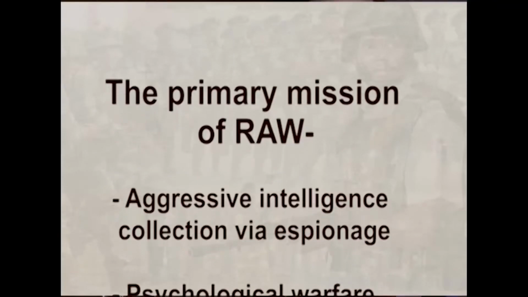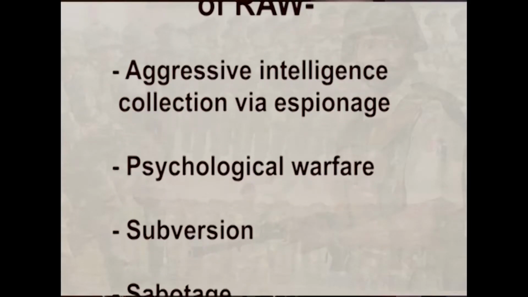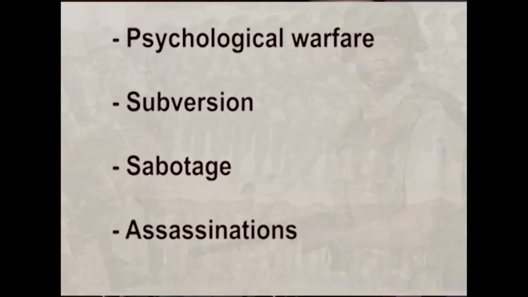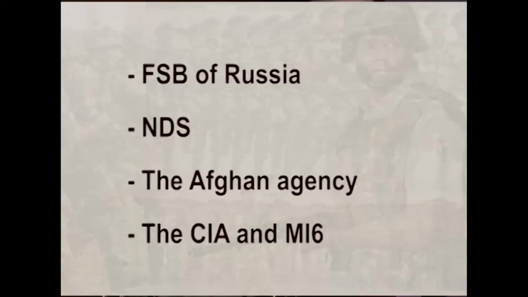Functions of RAW. The primary mission of RAW includes aggressive intelligence collection via espionage, psychological warfare, subversion, sabotage, and assassination. RAW maintains active collaboration with other secret services in various countries. Its contacts with FSB of Russia, NDS, the Afghan agencies, the CIA and the MI6 have been well known, a common interest being Pakistan's nuclear program.